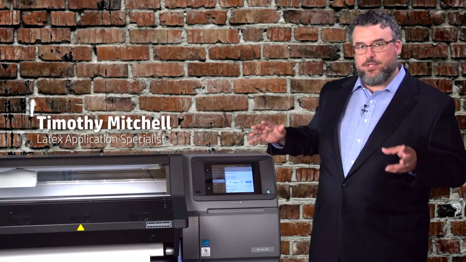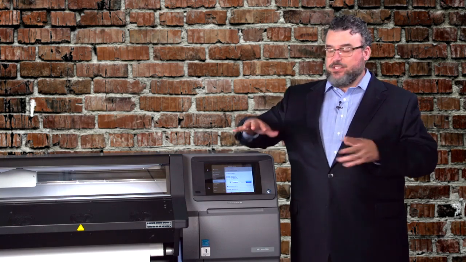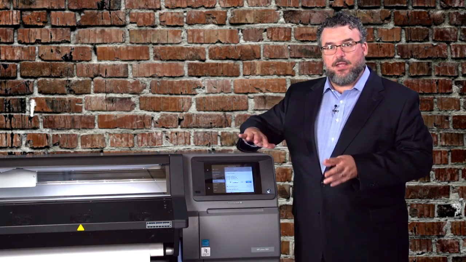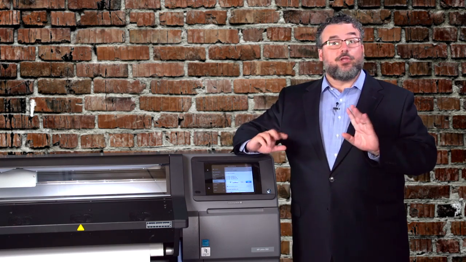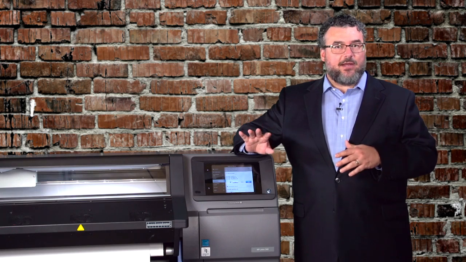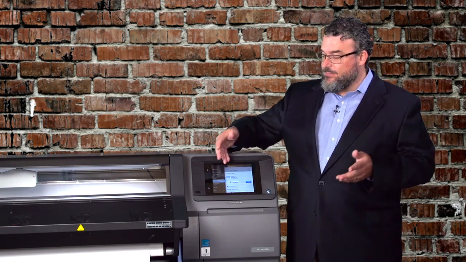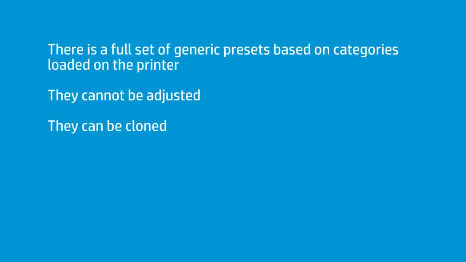The printer, all the latex printers, come with a full set of generic presets built right into the firmware, okay? These are immutable. They're there, you can use them. They're based on categories, like what I have here is a PVC banner, but you cannot adjust them. We did that intentionally. We want to keep those permanent, so you can't goof those up. You're locked out of them in a sense. Now, what you can do is you can clone them.